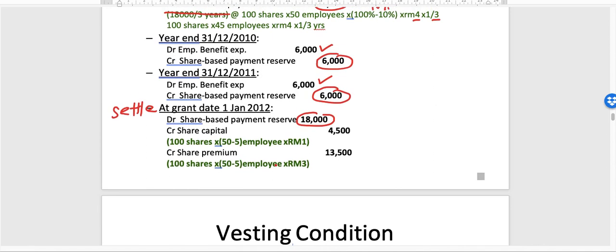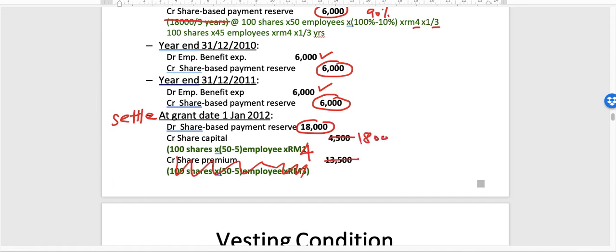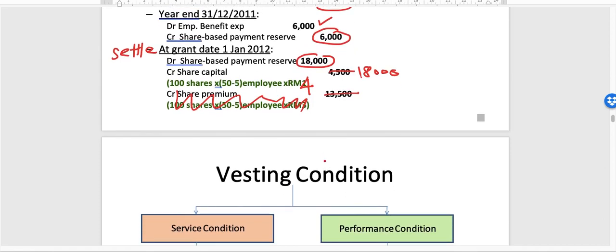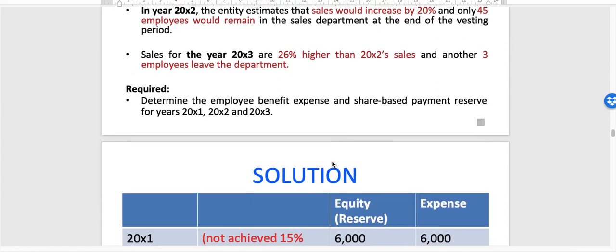Now we don't have the par value anymore. We are not talking about par value. So this one times 4. You don't have to split this one. It is actually 18,000 because we don't have par value under the new Companies Act. Okay, that's done. This is a vesting condition.